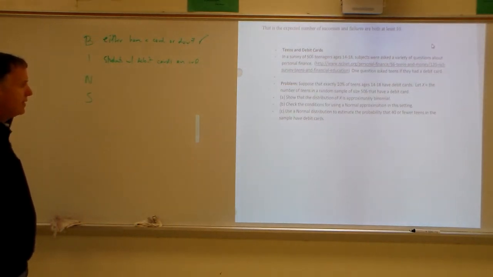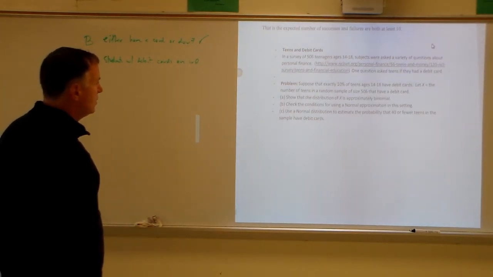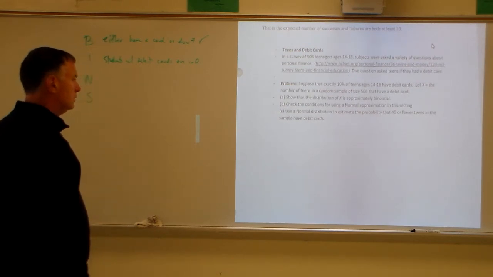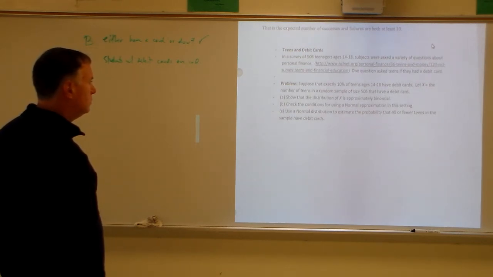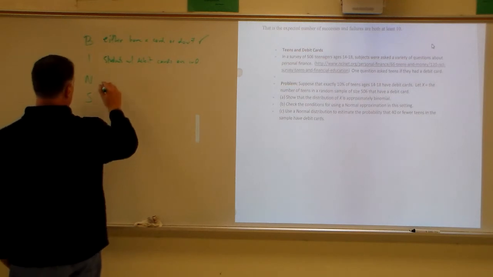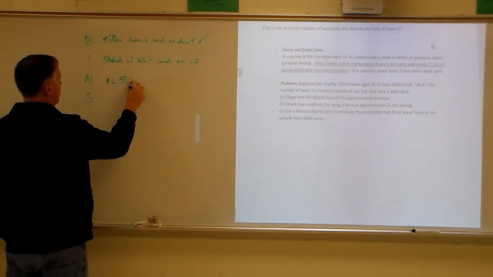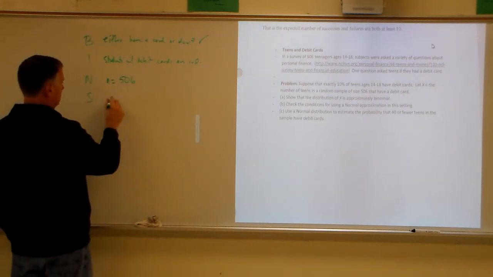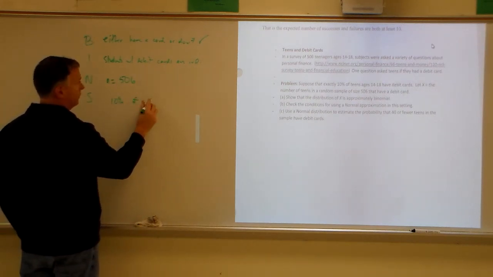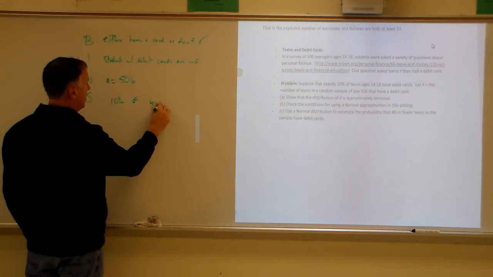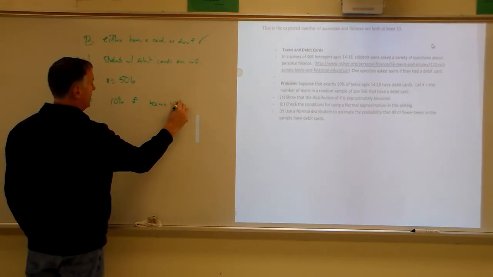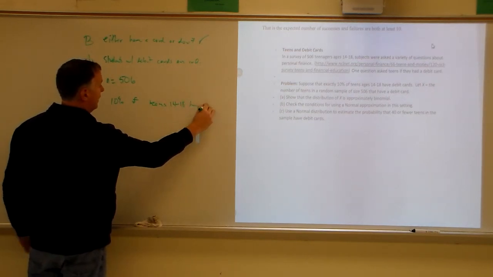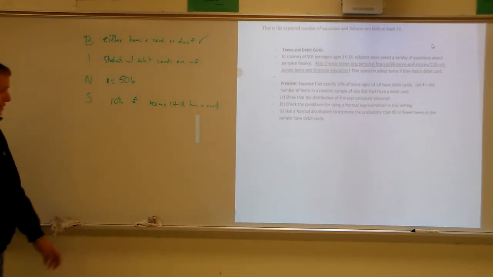Number, what do we say? What's our sample? 506, I guess. N equals 506. And then the probability of success, it says 10%. 10% of teens between 14 and 18 have a card. All right, so there we go.